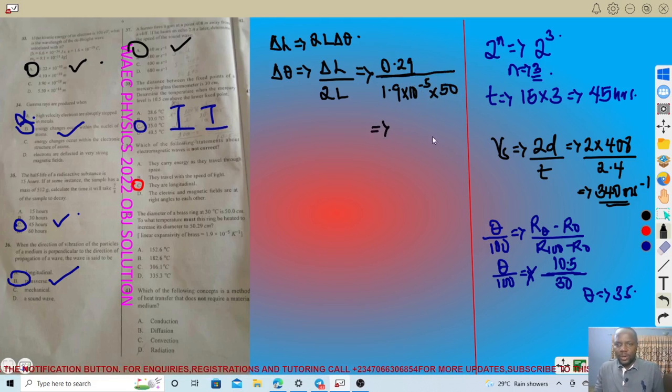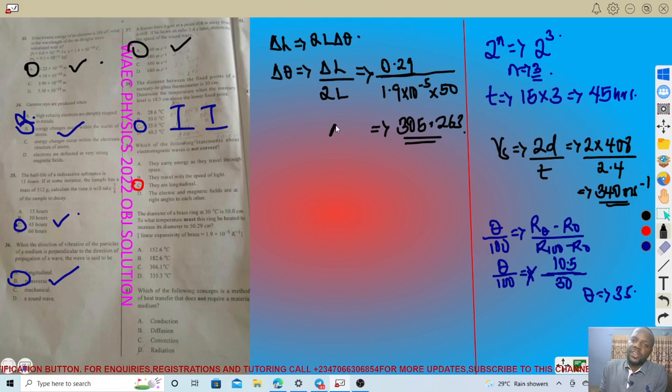So I'm going to punch the calculator. I need to punch 1.9 times 10 to the power of negative 5, multiply that by 50, and divide the answer by 0.29. So I'm doing that here. We have 305.263. So this is the change in temperature. And you know, change in temperature is theta 2 minus theta 1.